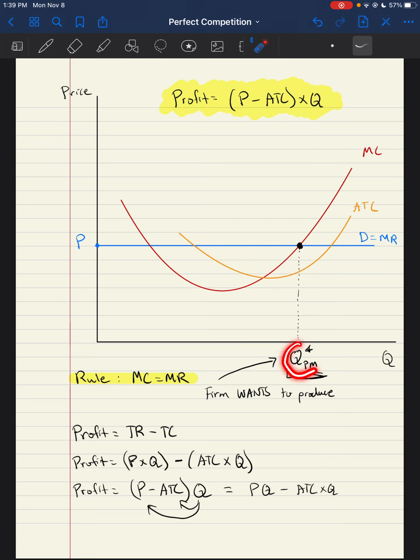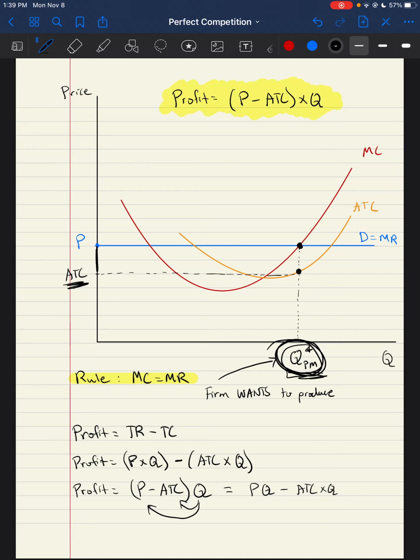Because this is the quantity that the firm wants to produce. So the point we're going to be looking at is this point right here. Let's make a black dot here, and we're going to come all the way over to the y-axis. So this is our ATC, that's our average total cost at this level of production.